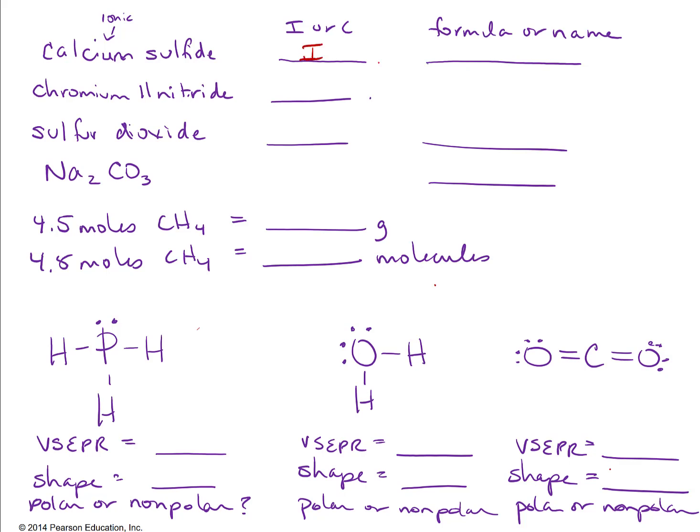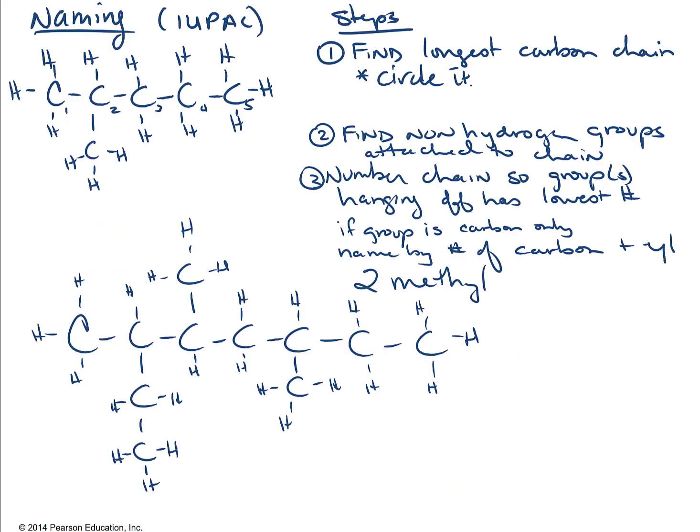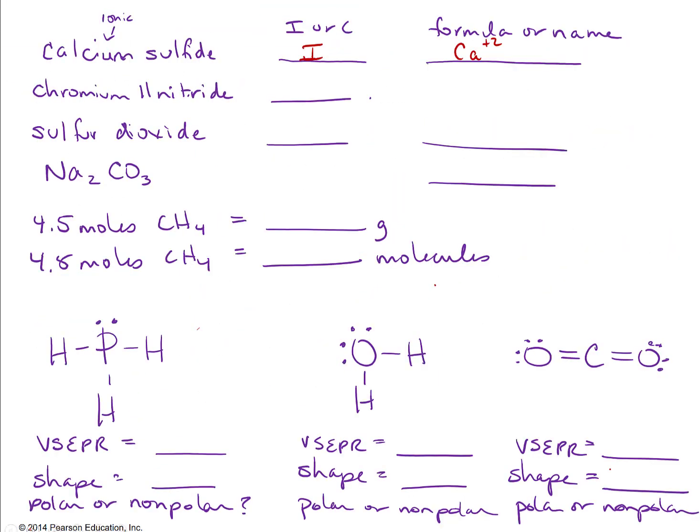So calcium's symbol is Ca, and the charge +2. And remember, you know the charge on the metal because it is the group number. Second column, so it's a +2. With ionic, you got to assign charges. Sulfide is a symbol, just S, not SO4, that's sulfate.